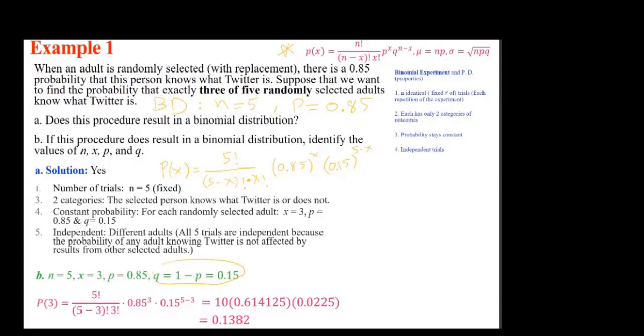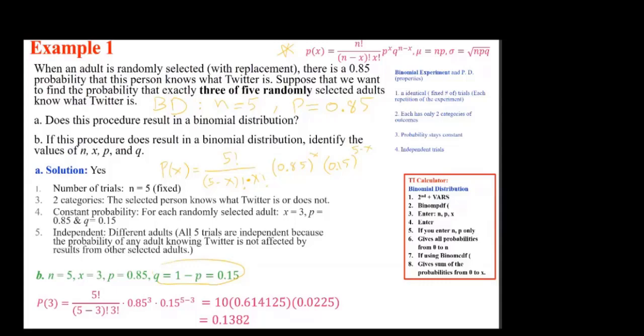Now, it is important that you understand the concepts, how it's calculated. I want to show you quickly how to use your calculator. So you can use a binomial distribution as follows. Second, vars or variables, then binomial PDF. You enter N, P, X, you click enter. If you enter N and P only, it gives you all probabilities from 0 to N. If you're using binomial CDF, it gives the sum of the probabilities from 0 to X. So take a look at this one. If you put the binomial PDF 5, that's your N.